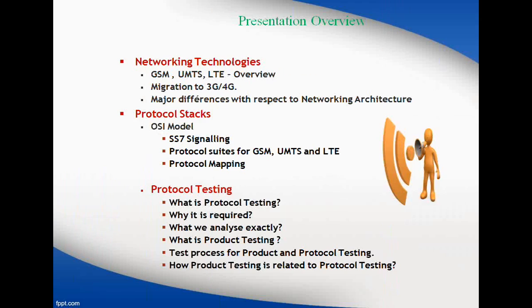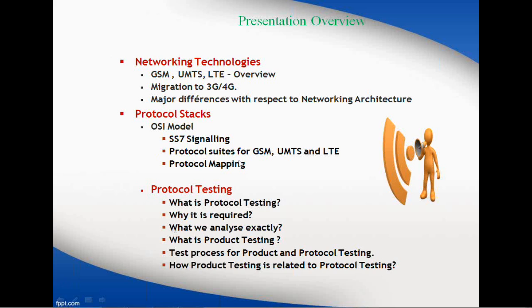So here, this is the presentation overview. We are going to check what the different networking technologies are, say for example GSM, UMTS, LTE, and so on, and why we need to migrate from 3G to 4G, why it is required, why it really becomes the need of the hour, and what the major differences are with respect to the networking architecture. We are going to check each and every architecture, and then see how each and every technology is different from the other.